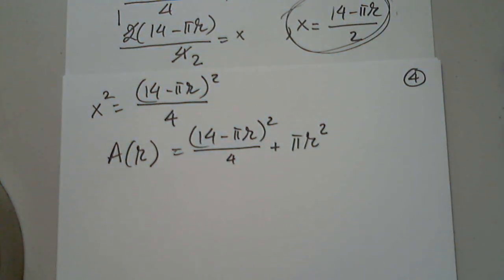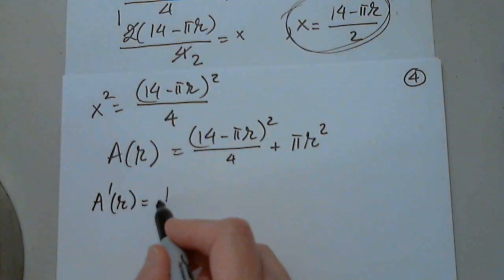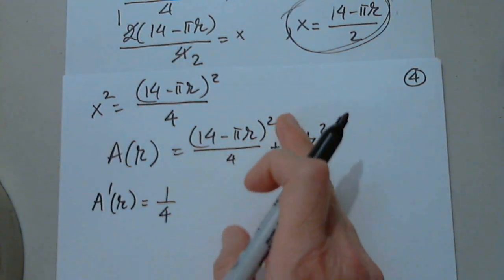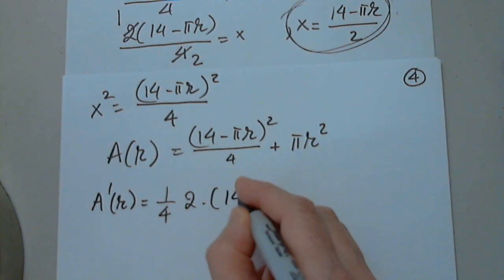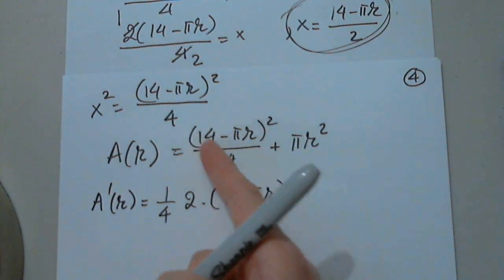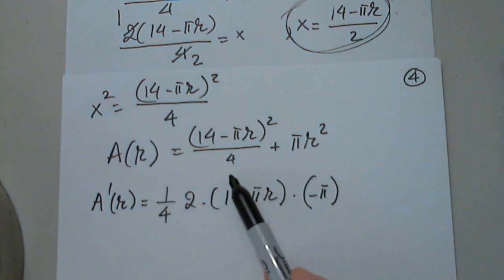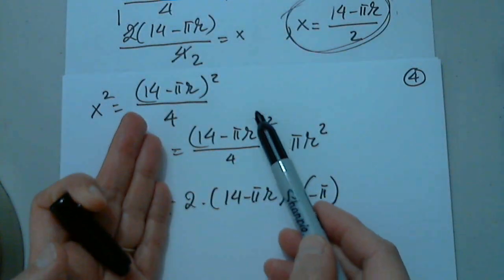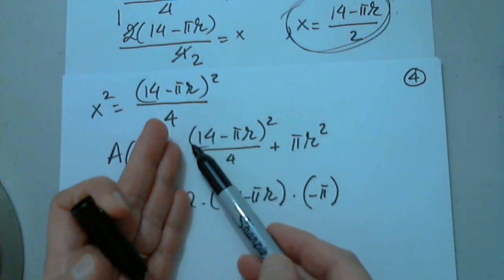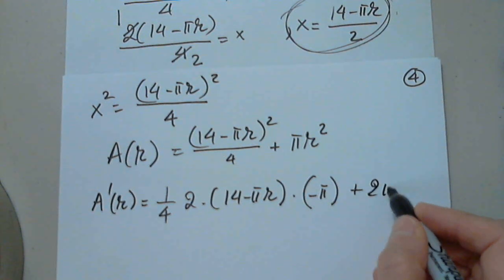So, of course, I have to find a prime. So I differentiate, leave the 1/4 outside and differentiate that. 2 times 14 minus pi r to 2 minus 1 times the inner function prime, which is negative pi. One more time. 1/4 is outside. Bring down 2. Subtract 1 from the power times the inner function prime, which is negative pi. Plus 2 pi r.